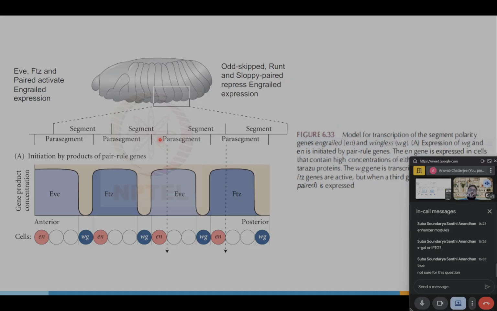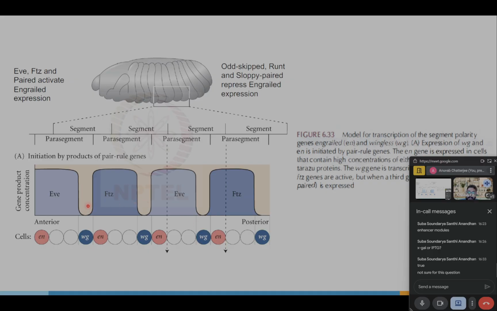They are determined again by the previous set of genes, which were pair rule genes. So we are looking again at the pair rule genes: even paired, even skipped, and Fushitarazu. A high expression of either Fushitarazu or even skipped gives rise to engrailed. So wherever there is a high expression of even skipped, we have engrailed, or Fushitarazu, we have engrailed.